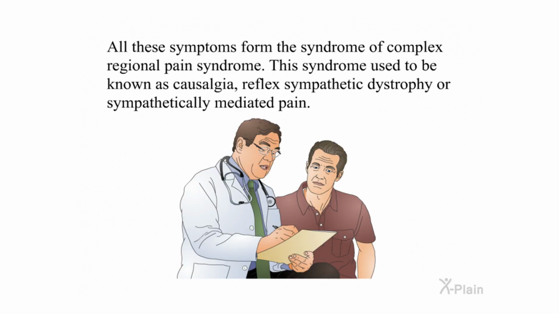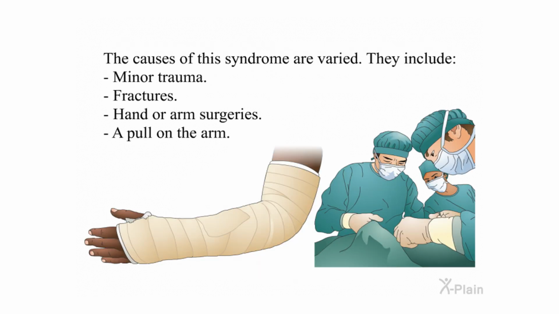All these symptoms form the syndrome of complex regional pain syndrome. This syndrome used to be known as causalgia, reflex sympathetic dystrophy, or sympathetically mediated pain. The causes of this syndrome are varied. They include minor trauma, fractures, hand or arm surgeries, a pull on the arm.